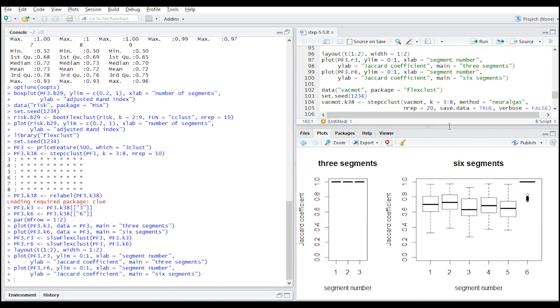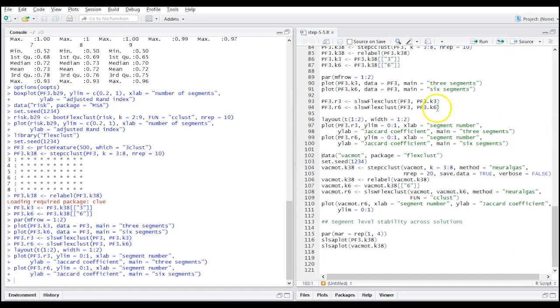We plot, and we see here we have our parallel box plot, a box plot for each Jaccard coefficient distribution for segment 1, segment 2, and 3. All of them are stable in the 3-segment solution. In the 6-segment solution, only segment 6 is stable and all others are unstable.